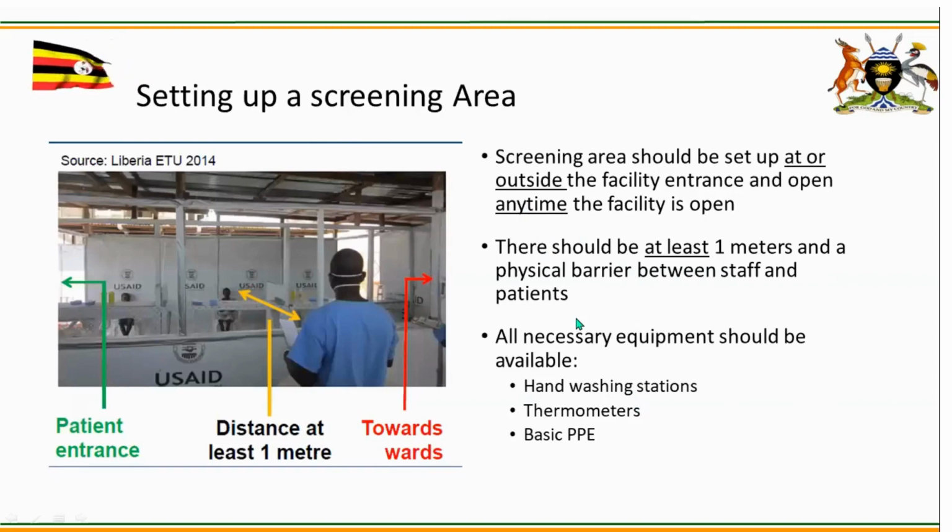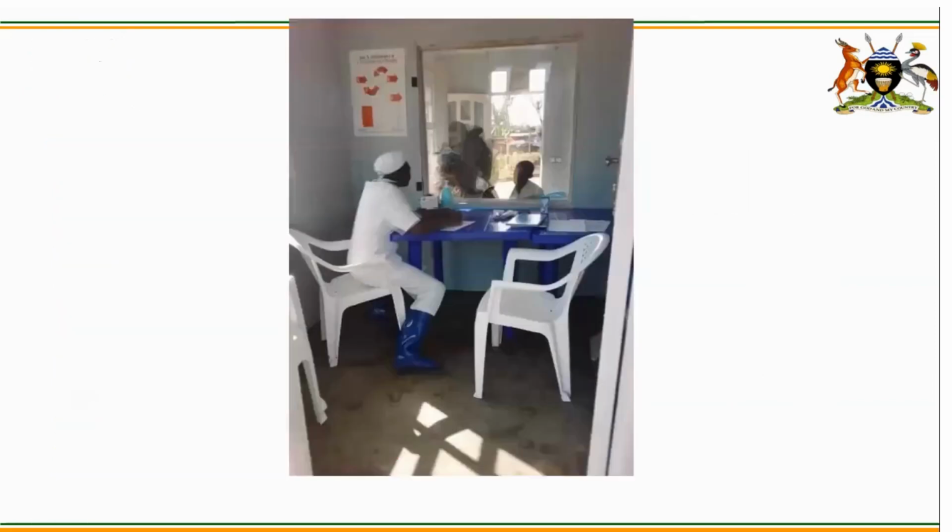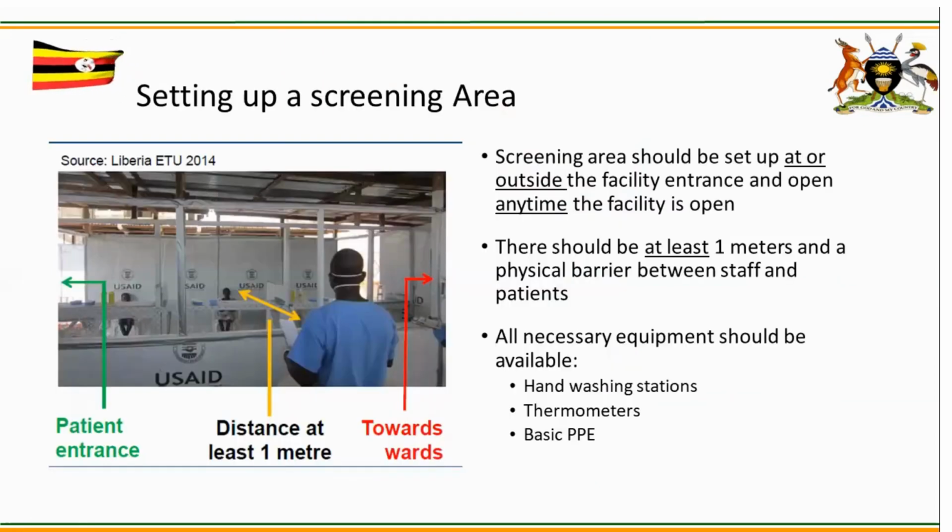Yeah. So in setting up a screening area, now this is not applicable for the small level facilities. Okay, this is like for a bigger facility, but overall the general principle is that for your small facility, all you need to do is to screen all your patients as they enter your facility. But most importantly, the screening has to be done non-touch, so you have a 1 meter distance between you and the people who are entering your facility.